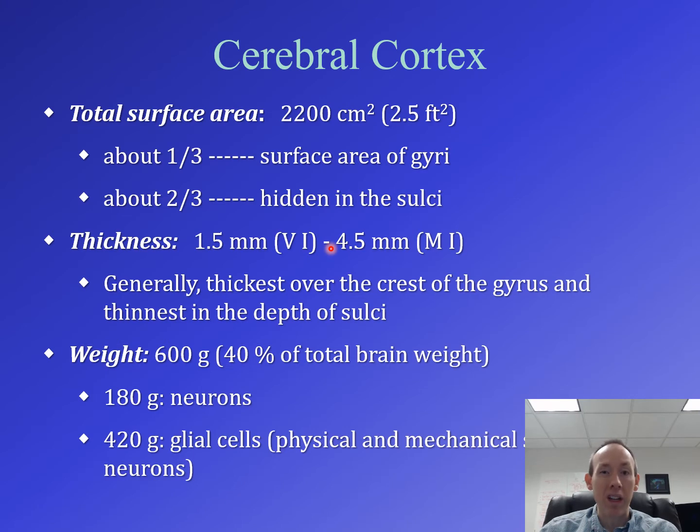The overall weight of the cortex on average is about 600 grams, or I shouldn't say weight, mass, and it's only about 40% of the total brain weight. Of that, only a little less than a third is going to be the neurons themselves. The rest are going to be glial cells that are providing a lot of support and other functions. Their specific functions are outside the purview of this class.